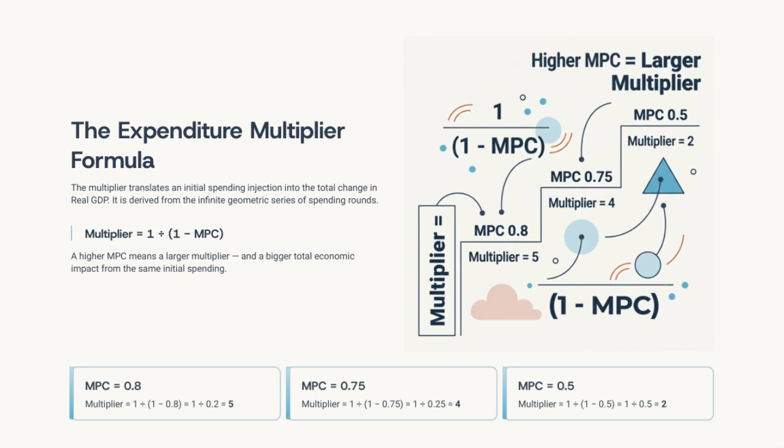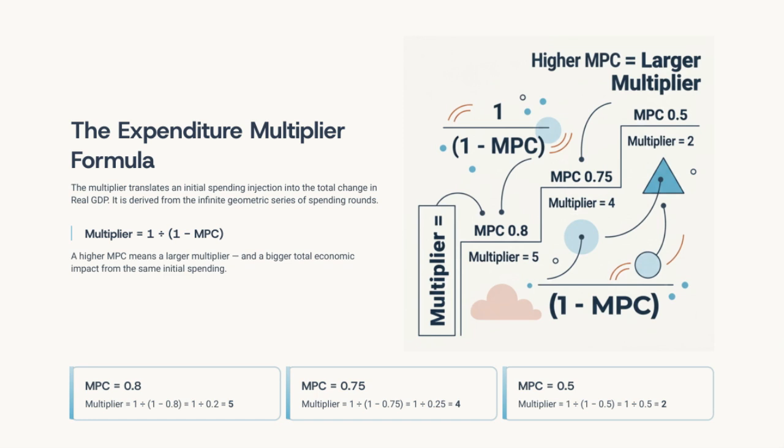This means that an initial dollar of spending can generate a total of $2 in economic activity. Now, if the MPC increases to 0.75, the calculation becomes 1 divided by 1 minus 0.75, which is 1 divided by 0.25, resulting in a multiplier of 4. So, with a higher MPC, the total impact of initial spending is larger.